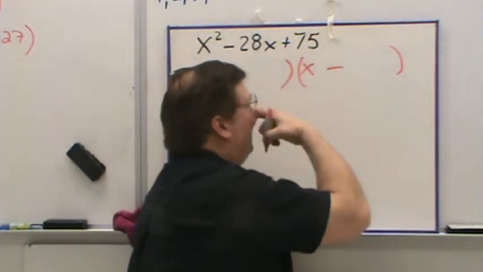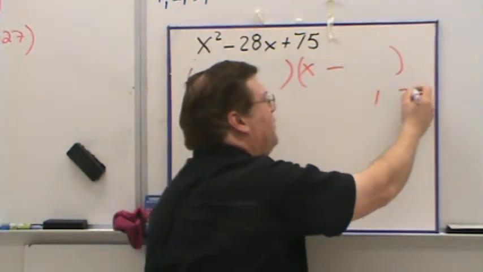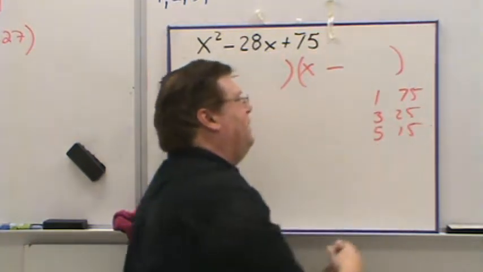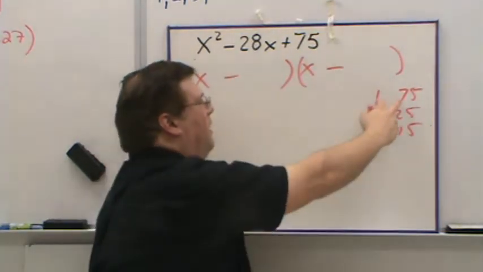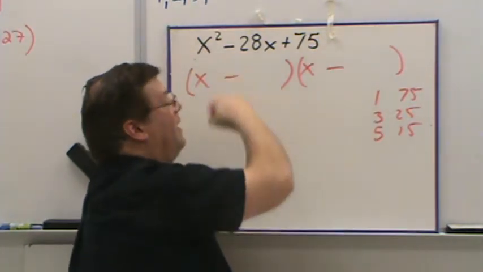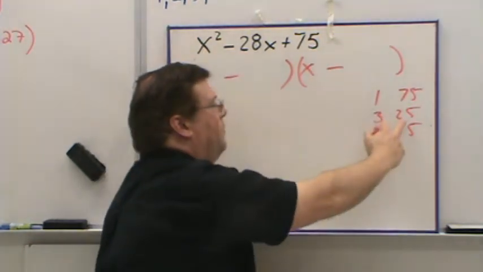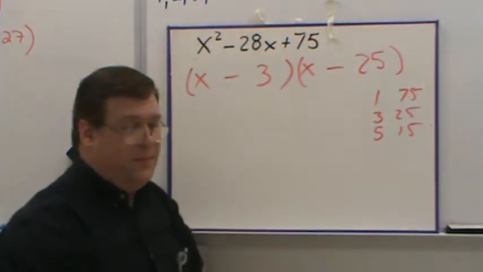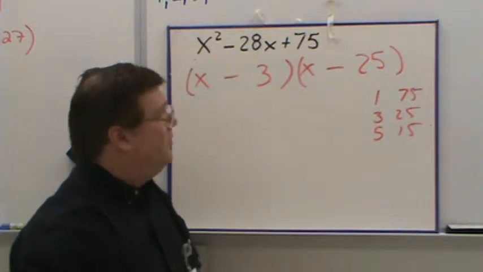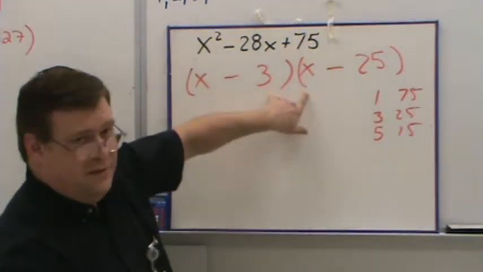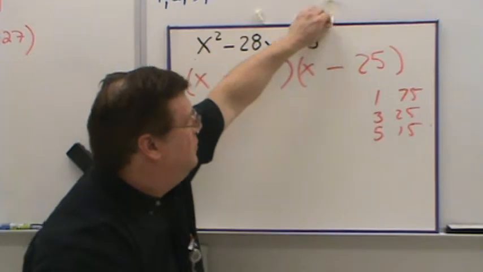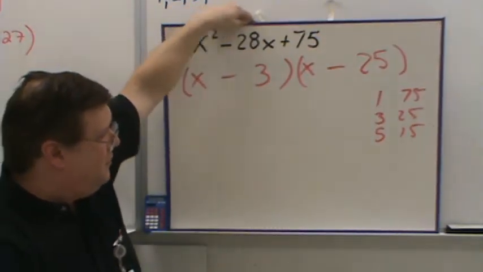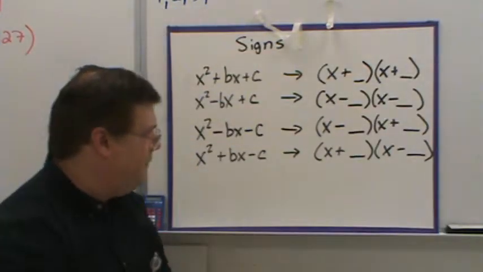So I'm looking at factors of 75. 1 and 75, 3 and 25, 5 and 15. Well, 1 and 75, they're both negative. They're not going to add up to negative 28. But 3 and 25, if they're both negative, when I add them together, they're going to give me negative 28. So that is the correct factoring of that quadratic. And I could go through the double check, but that is definitely the correct factoring there.